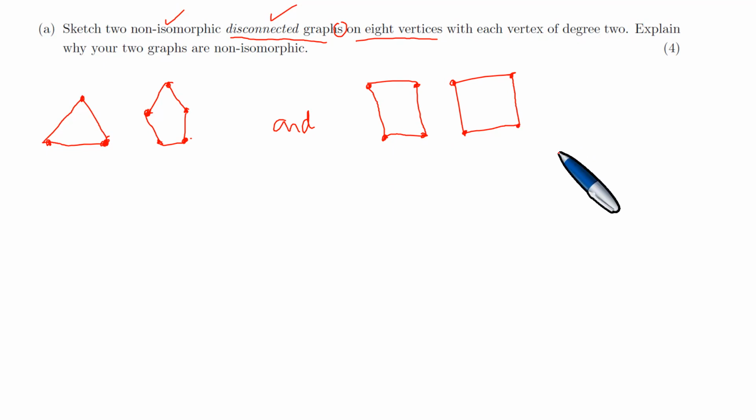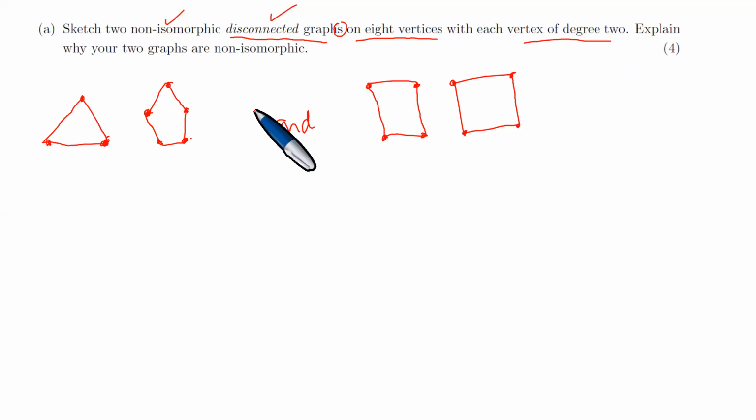So yes, these are the kinds of disconnected graphs, with each vertex of degree two, a very important extra condition. Each vertex of degree two. You can see here degree two, degree two, degree two. Each one is of degree two, and this also is on eight vertices. Each has eight vertices.